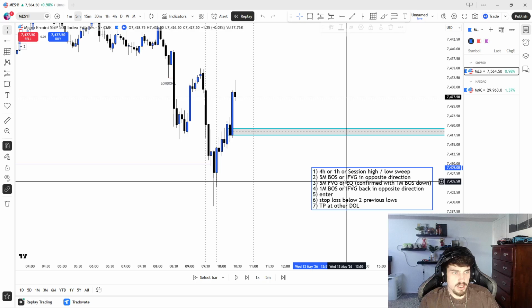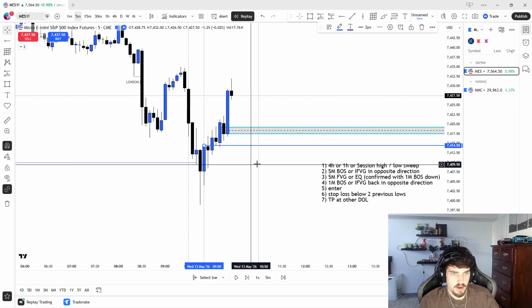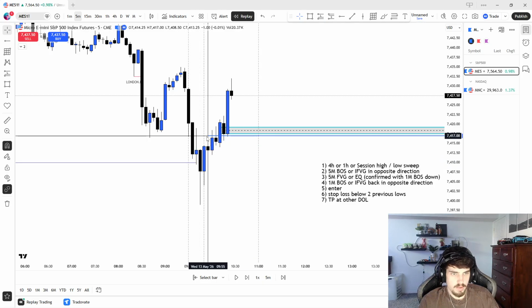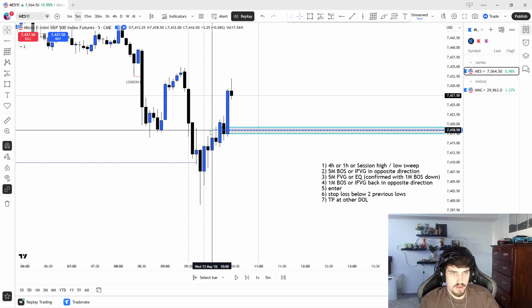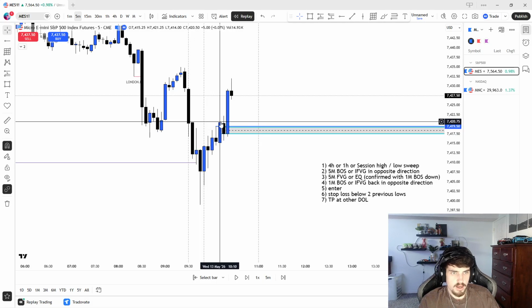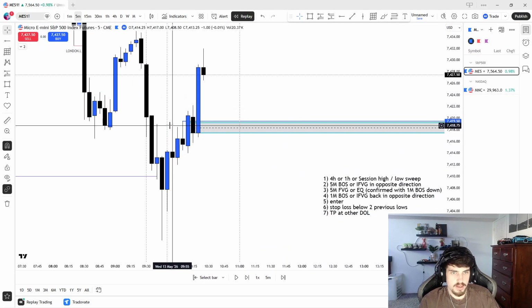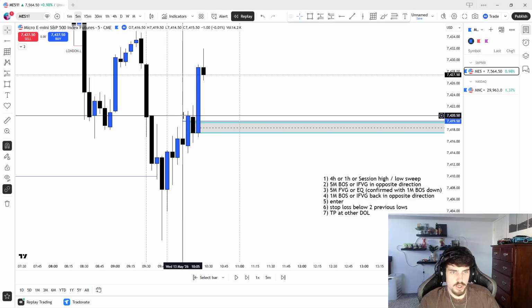What do we get in the second part? We get a 5-minute break of structure. So as this leg is coming up here, we're monitoring these highs. Does it get swept? No. Does it get swept? No. Does it get swept? No. And then finally, boom, we get swept right here on this candle right here, back up to the upside, so we can confirm that we are in a bullish trend again.